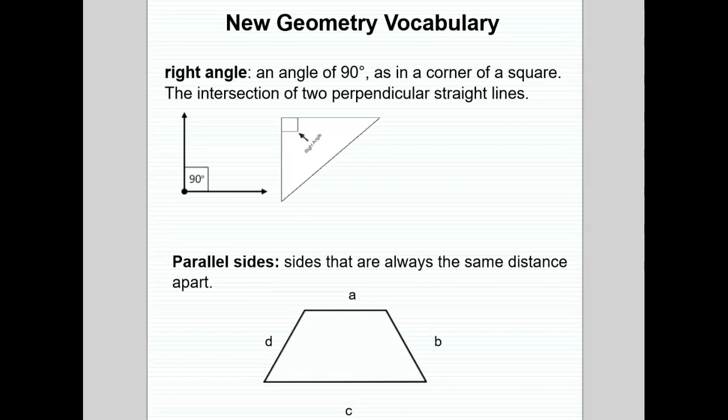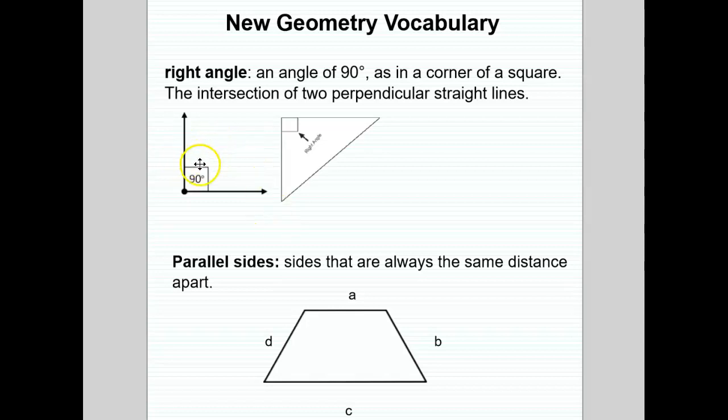It's an angle of 90 degrees, as in the corner of a square, or where two perpendicular straight lines come together or meet or intersect. The way that I really remember right angles is by thinking of the corner of a piece of paper. All of the corners of a piece of paper are perfect right angles. Two straight perpendicular lines meet and form the angle.